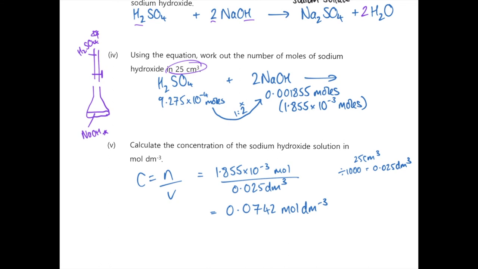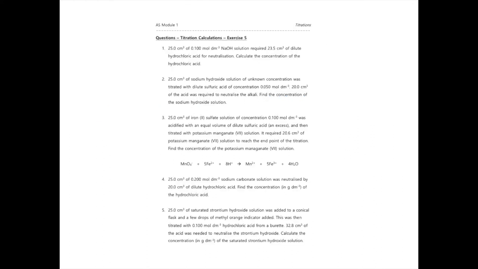So carrying out our titration, working out what our average titre was of the amount of sulfuric acid added to my sodium hydroxide to neutralise it, we can then work out, according to our equation, that the concentration of sodium hydroxide is 0.0742 moles per decimetre cubed. So what I'd like you to do now is to have a go at exercise 5 to put this into practice and to try some titration calculations yourself.